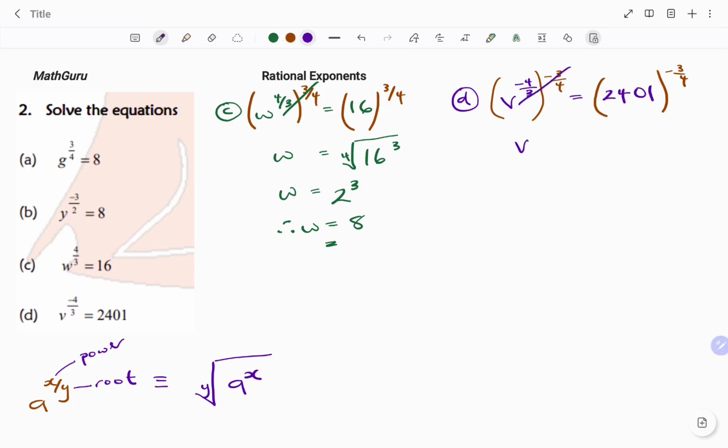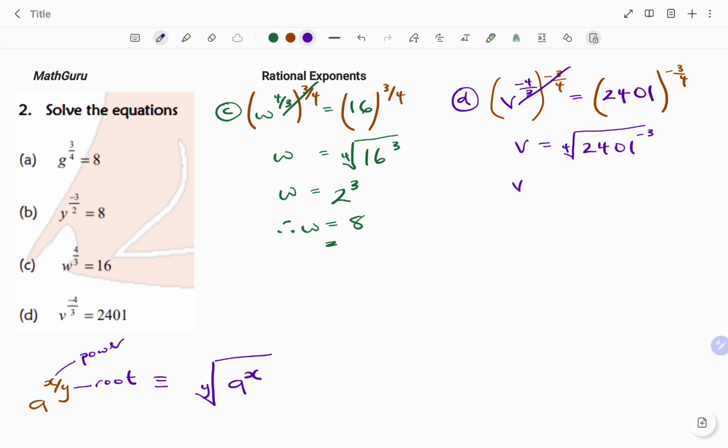Therefore, your v equals the fourth root of 2,401, all to the power of negative 3. In order to find the fourth root of 2,401, you can check in the comment section on how to use prime factorization to find the roots of numbers.